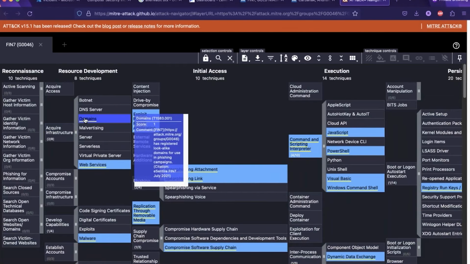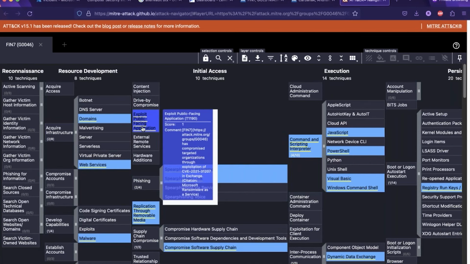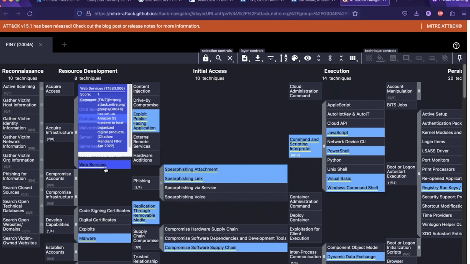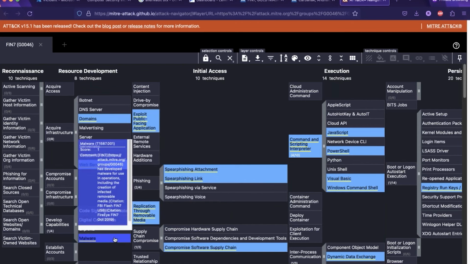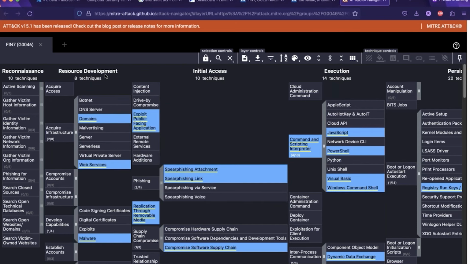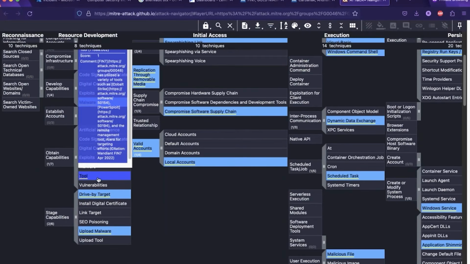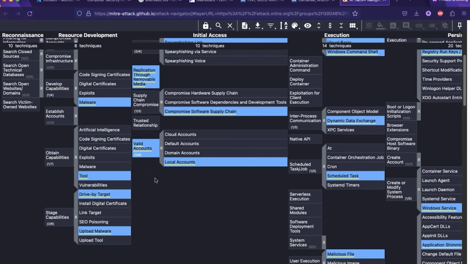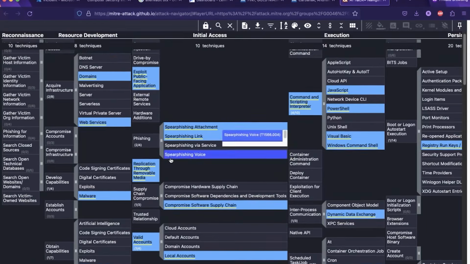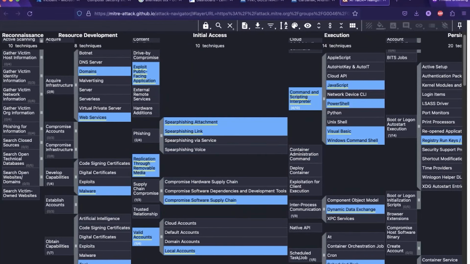For example, they are trying to look for domains, right? So they use something like exploit public facing application. You see here, web services, how they are doing it. In resource development there are 8 techniques: domains, exploit public facing services, web services, malware. This gives me the whole idea. I go into the tool, and it gives me the whole list: target, upload malware. Now I know all the techniques that they are utilizing.